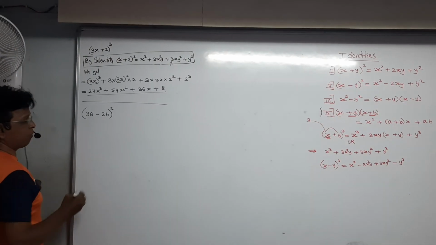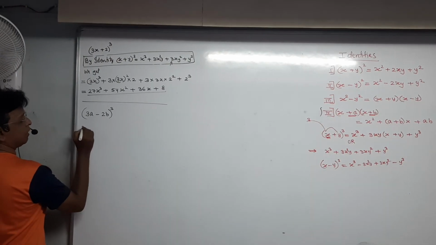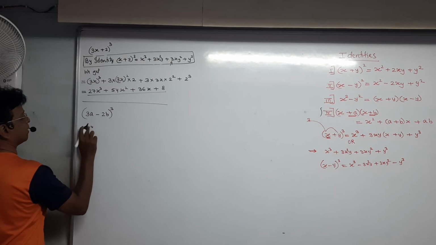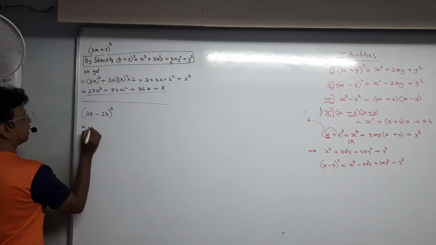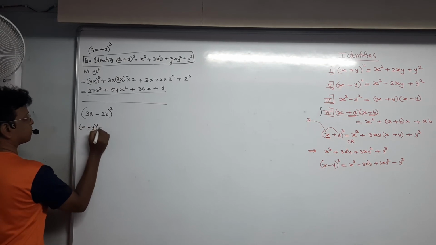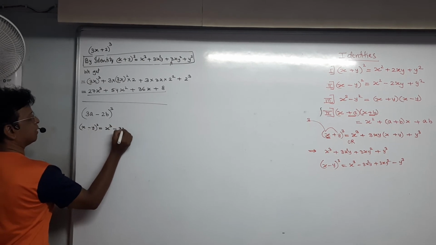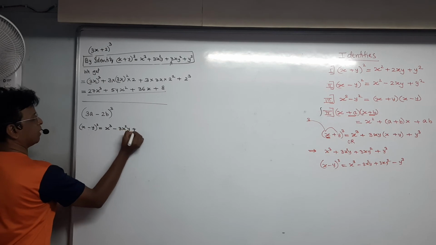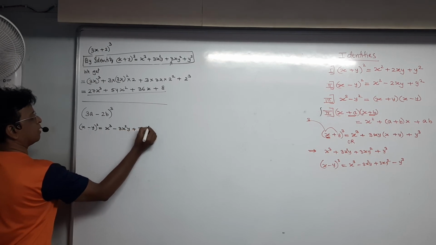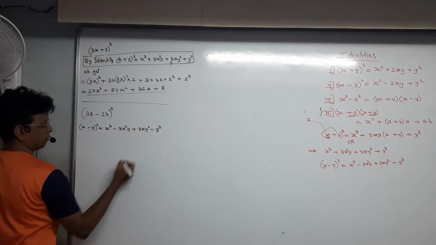Use the formula: x plus or minus y the whole cube. x minus y the whole cube is equal to x cube minus 3x square y plus 3xy square minus y cube.